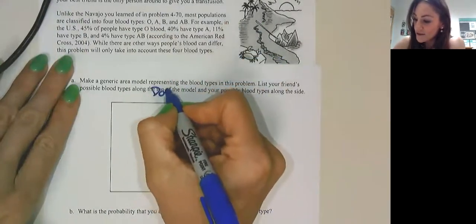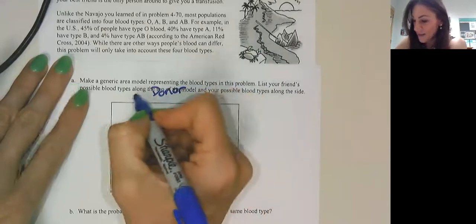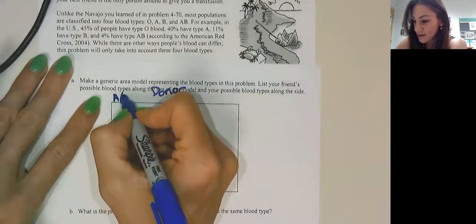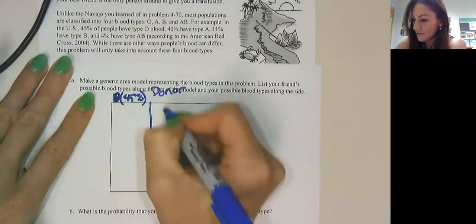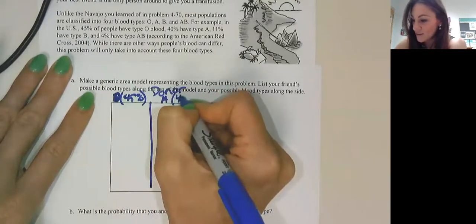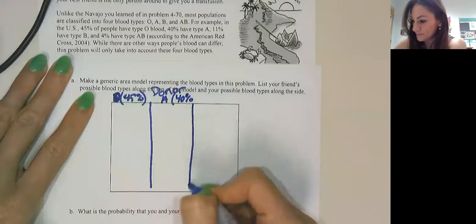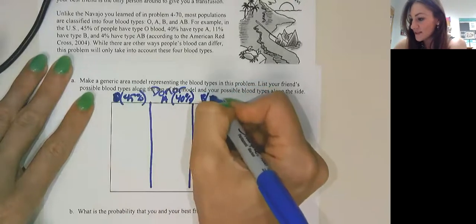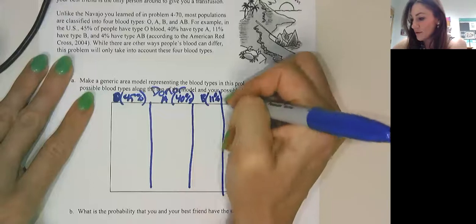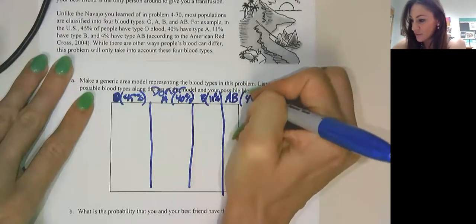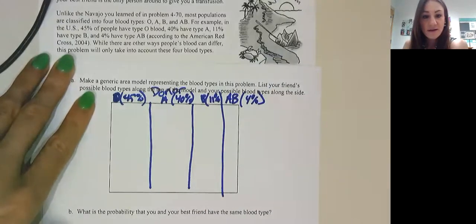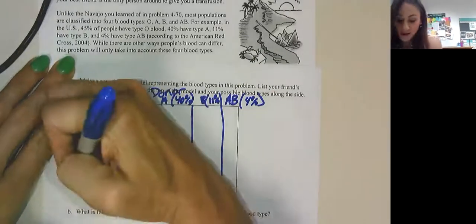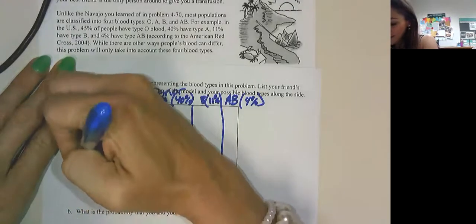So we have somebody who's donating blood, the donor, and they could either have O blood, 45%, or they could have A blood, which would be 40%, B blood, which is 11%, or AB blood, which is only 4%. So this is your friend who is giving you the blood transfusion, and then you're the receiver.